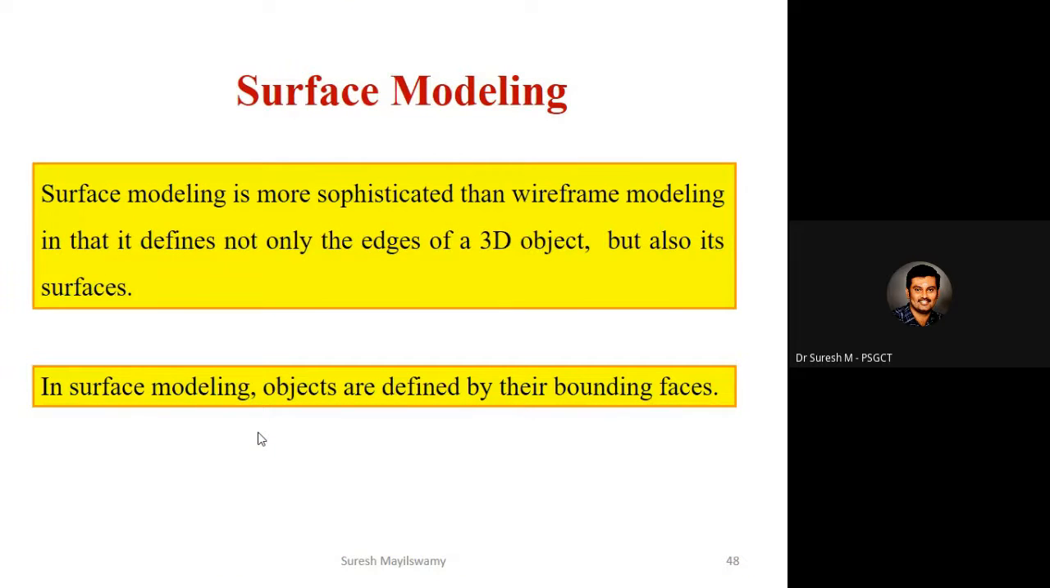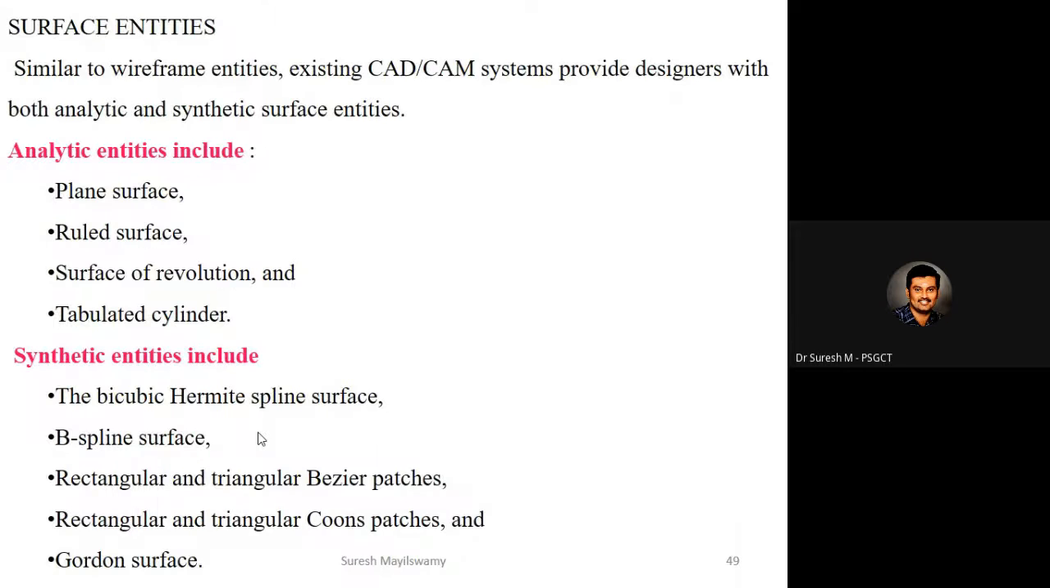Surface modeling is more sophisticated than wireframe modeling in that it defines not only the edges of a 3D object, but also its surfaces. So here the surface is also rendered so that we can understand the geometry of the object. In surface modeling, objects are defined by their bounding faces. These are the entities of surface modeling.